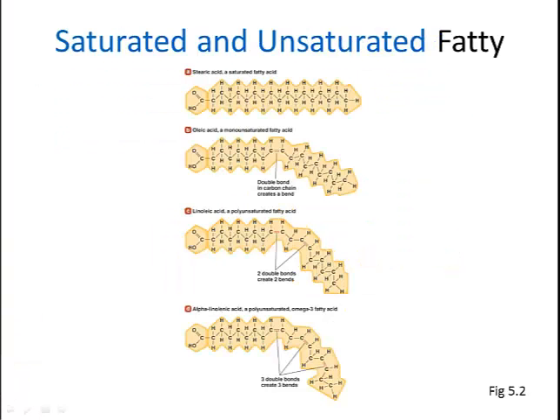And figure 5.2 from the book shows you that every time there's a double bond, there's a bend in the fatty acid chain. Okay. So here's a double bond, and there is a bend there because of the structure.